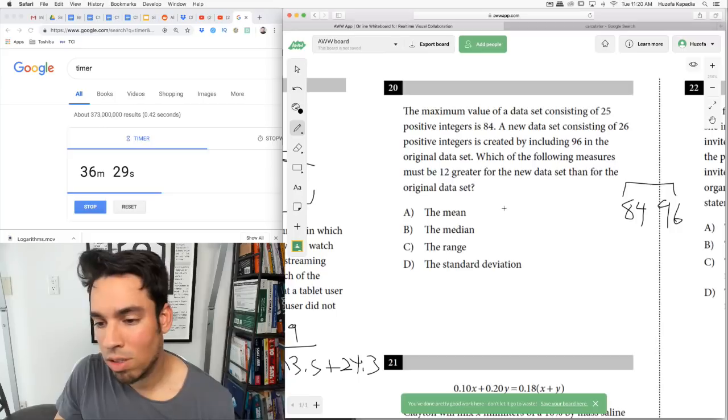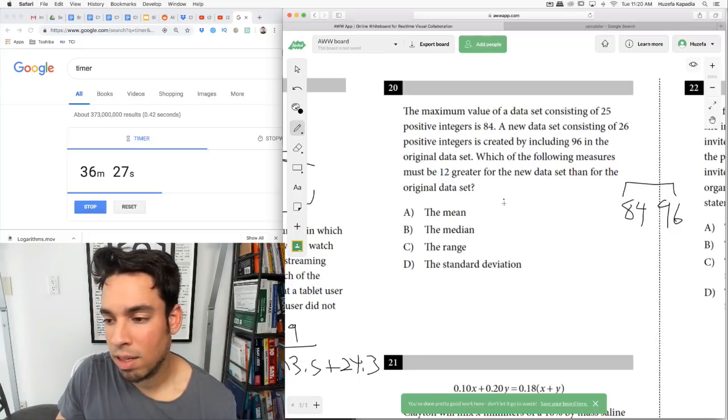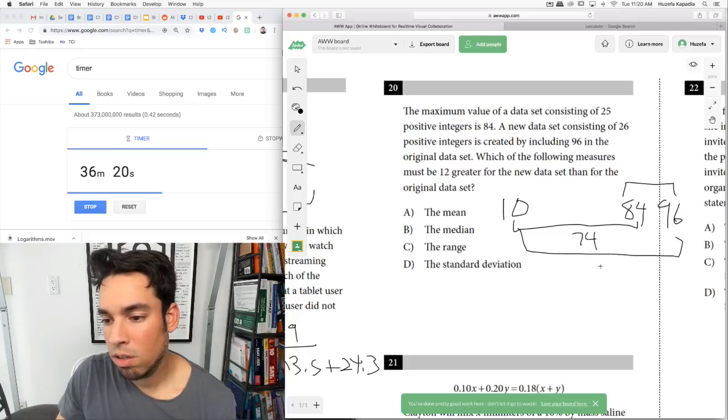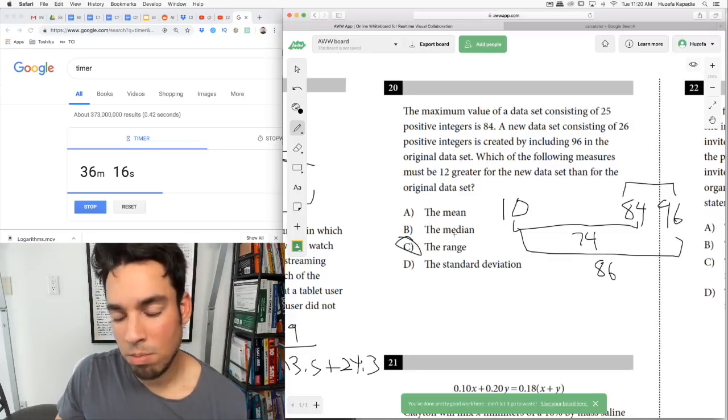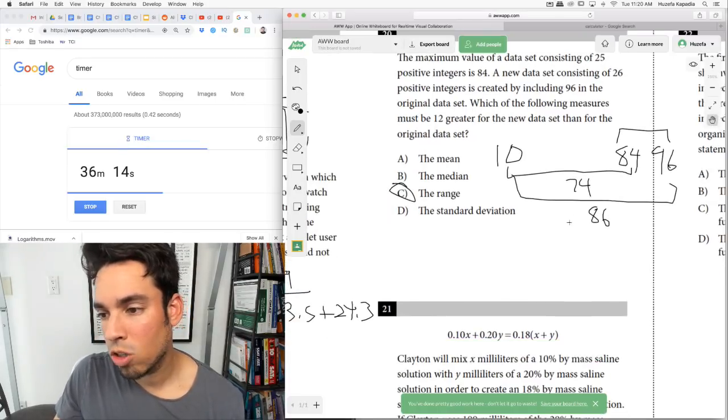So the lowest value is going to stay the same, right? If the lowest value was, let's say, 10, it was a range of 74. Now it's a range of 86. So the range has clearly gone up by 12. The median might not even change. The mean will go up marginally.